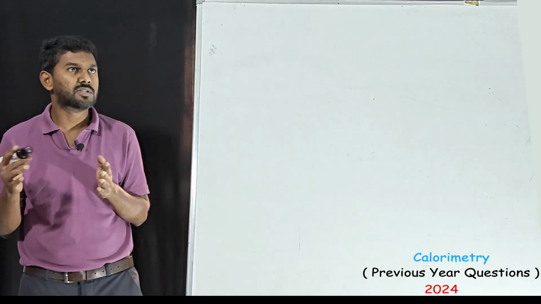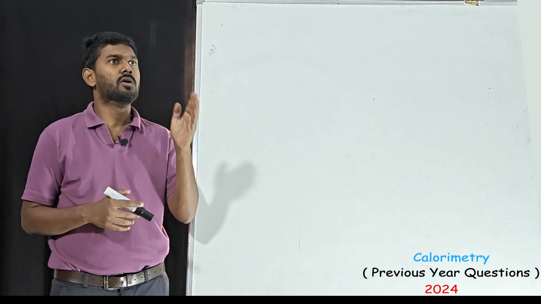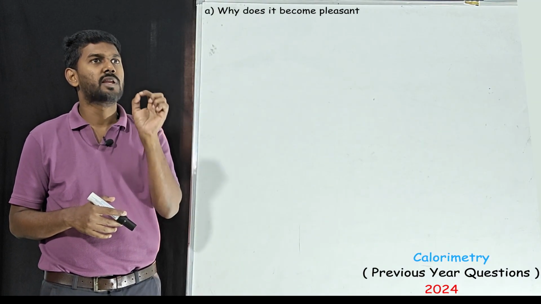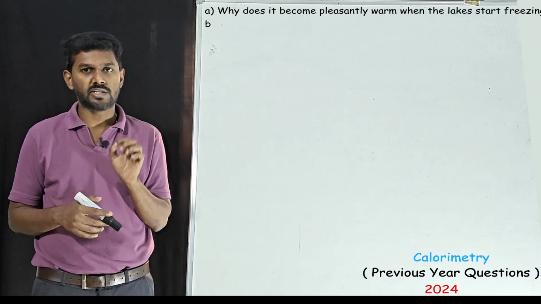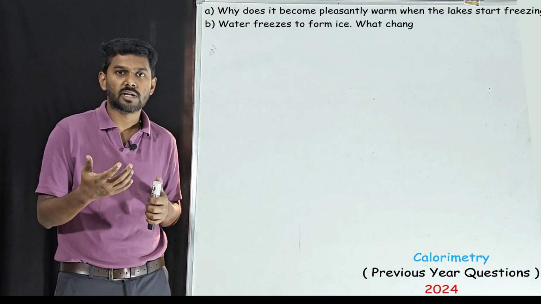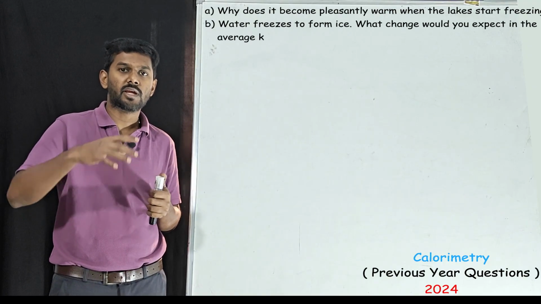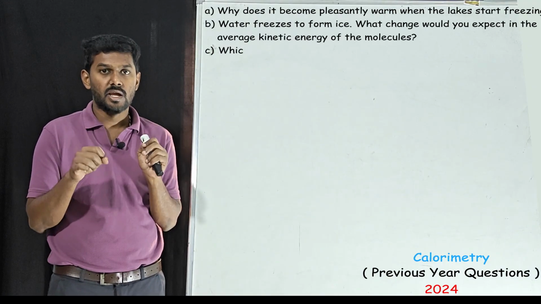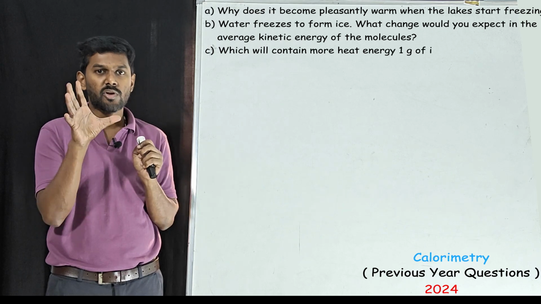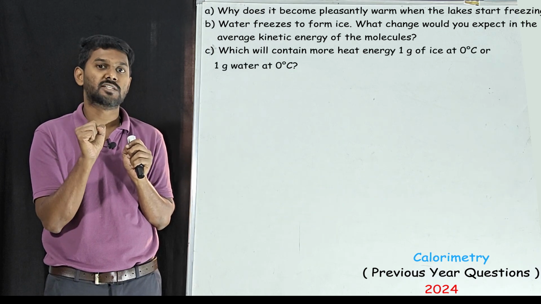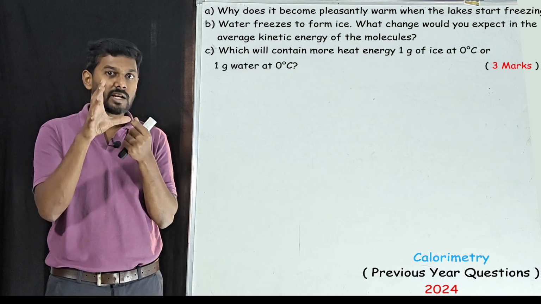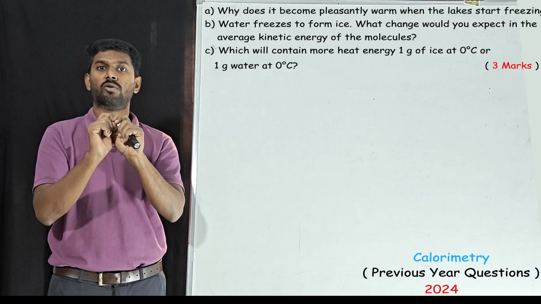Now we'll move on to 2024. In that first question, why does it become pleasantly warm when the lake starts freezing? What happens during freezing? During freezing, it releases heat energy. During melting, it absorbs heat energy. So if it is melting, it absorbs heat energy from the surrounding.